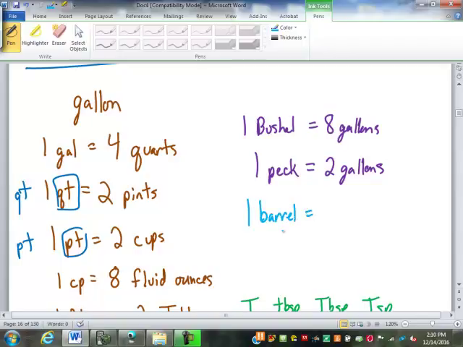Anybody know how big a barrel is? No. A lot of people say 55, but 55 gallons is actually a drum. 31.5 gallons in a barrel.